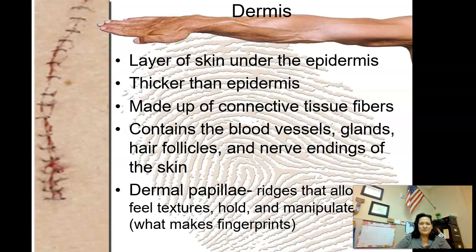There we go. Okay. It's made of connective tissue fibers, and it contains the blood vessels, glands, hair follicles, nerve endings of the skin. It also has the dermal papillae, which are the ridges that allow us to feel textures and to hold things and to manipulate things. It gives us our fingerprint.